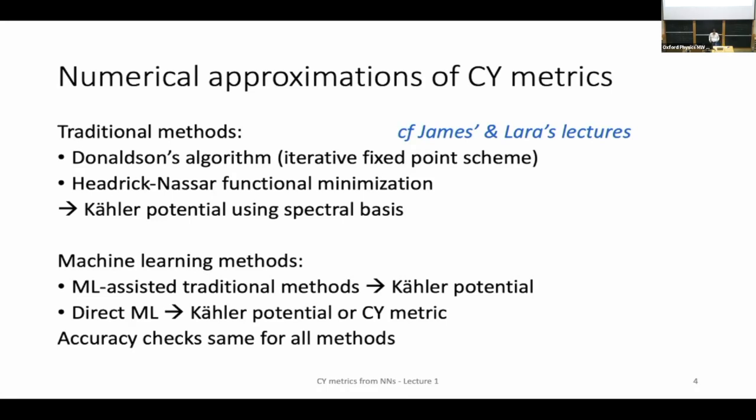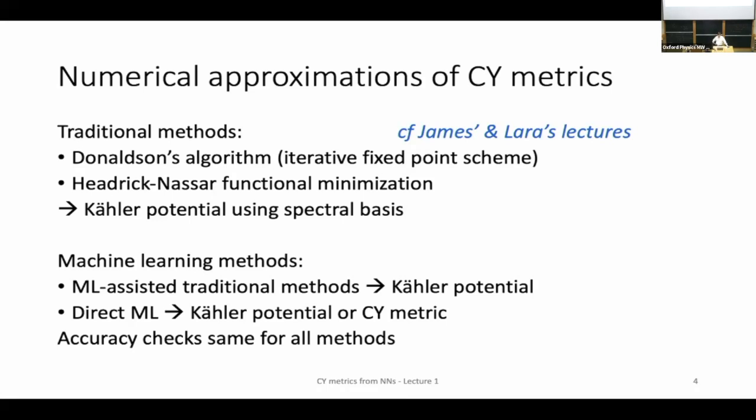What these traditional methods give you is some numerical approximation for the Kähler potential using a particular basis of functions. I will call that the spectral basis. It goes under different names. James denoted these as the polynomials p_k, a or p_k, I.